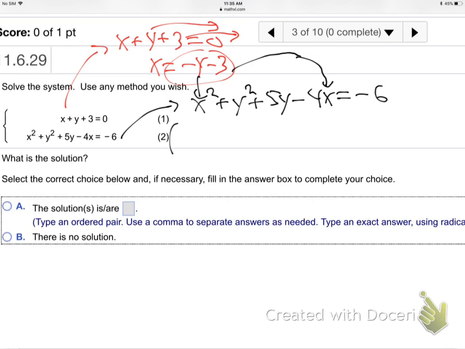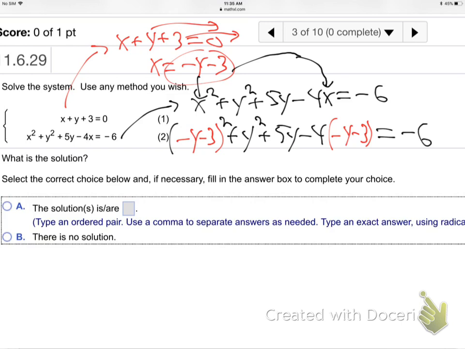So we get, what do we get? Minus y minus 3 squared plus y squared plus 5y minus 4 times x. And what's x again? Minus y minus 3 equals negative 6. That makes sense? I just plugged in for x, minus y minus 3. And then just a ton of algebra.